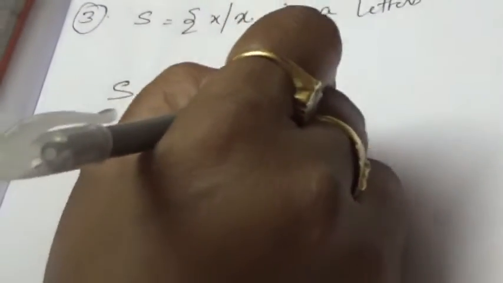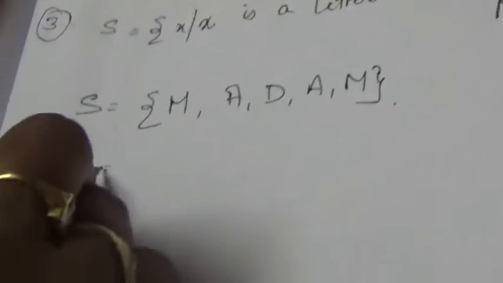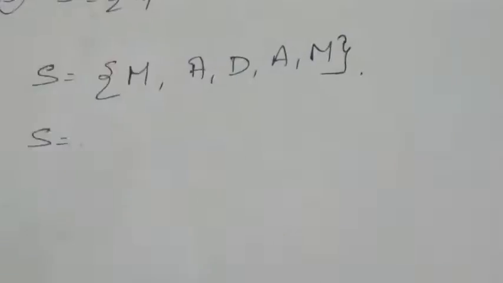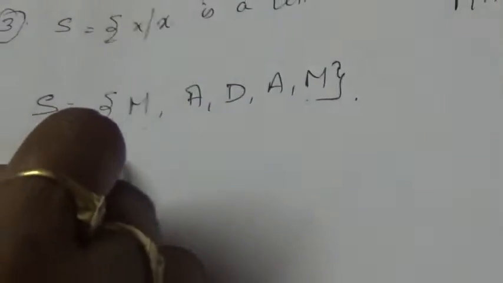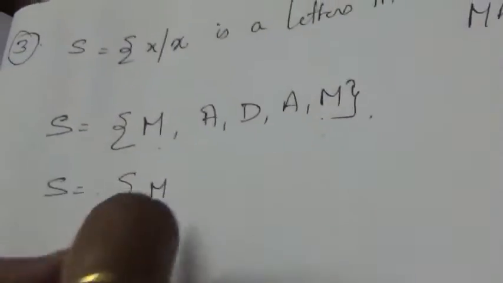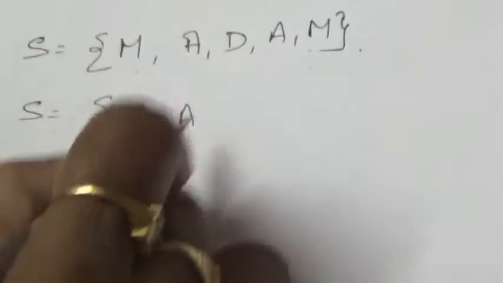Okay, S is equal to, as already said, "madam" is the word, and the letters we have to take from this are M-A-D-A-M. But we know that in the introduction we already said that repeated terms have to be written only once. M appears 2 times, so I am writing it here only once. A is also repeated 2 times, so only 1. And that is D. That is the answer for this third question.